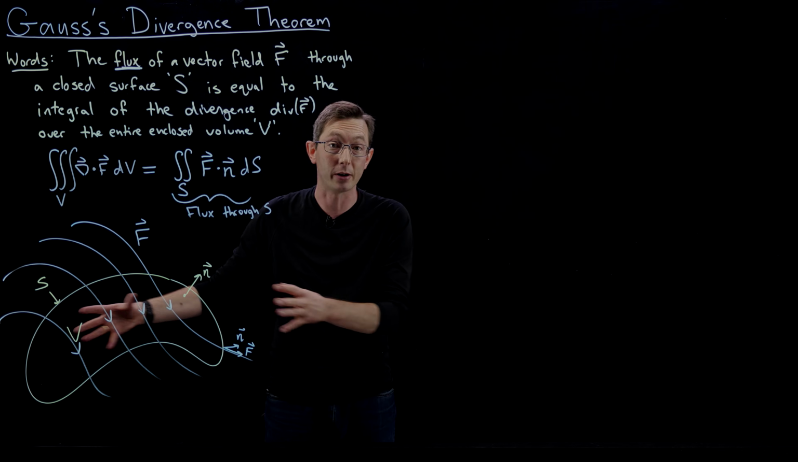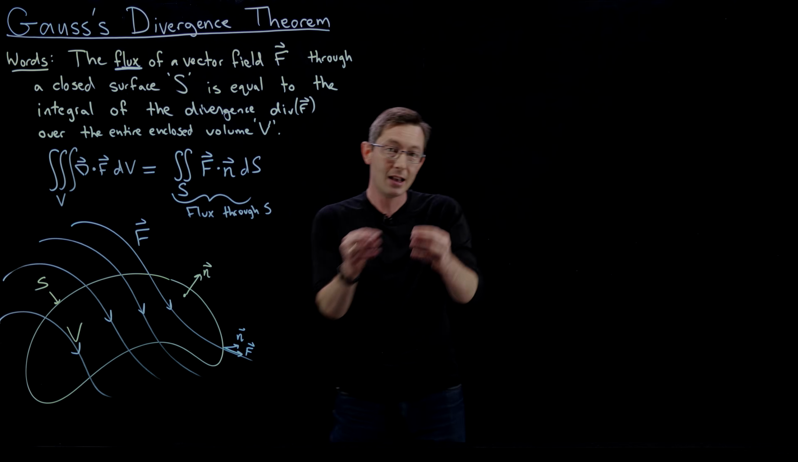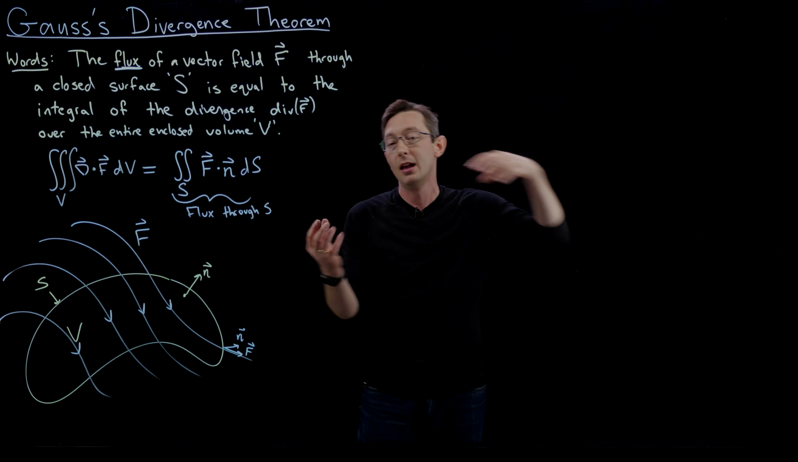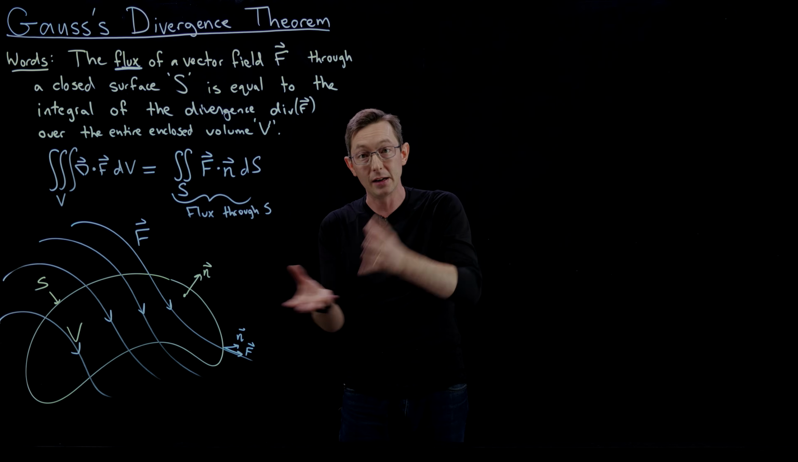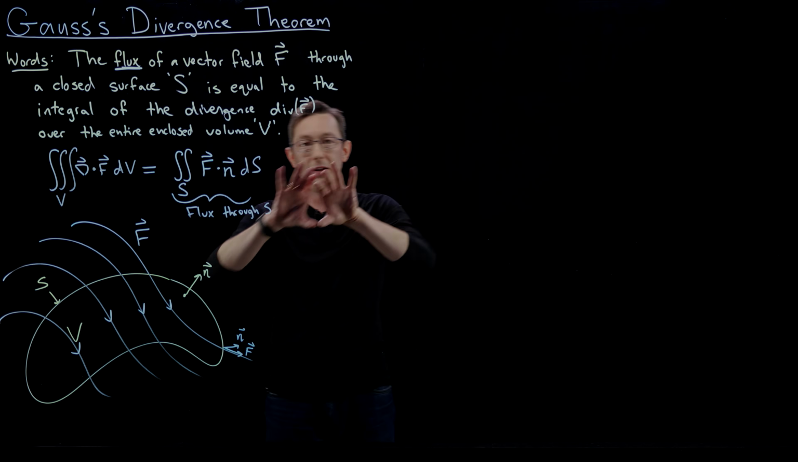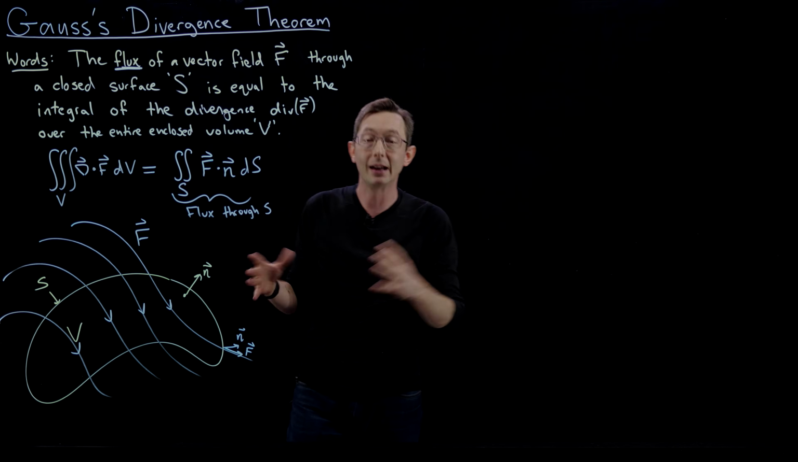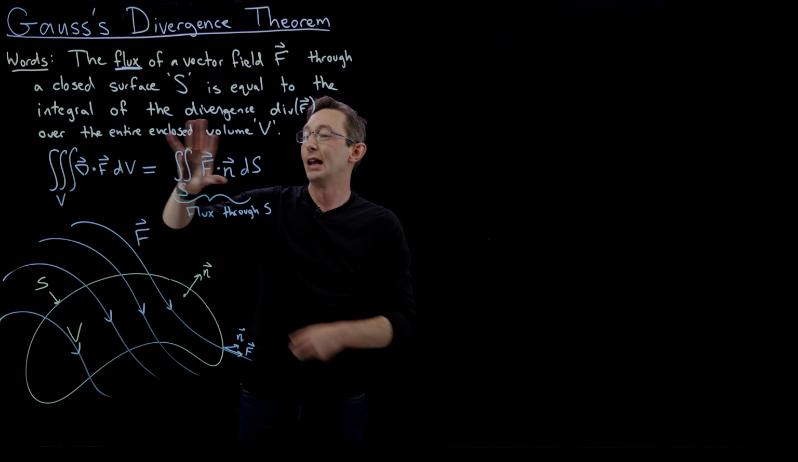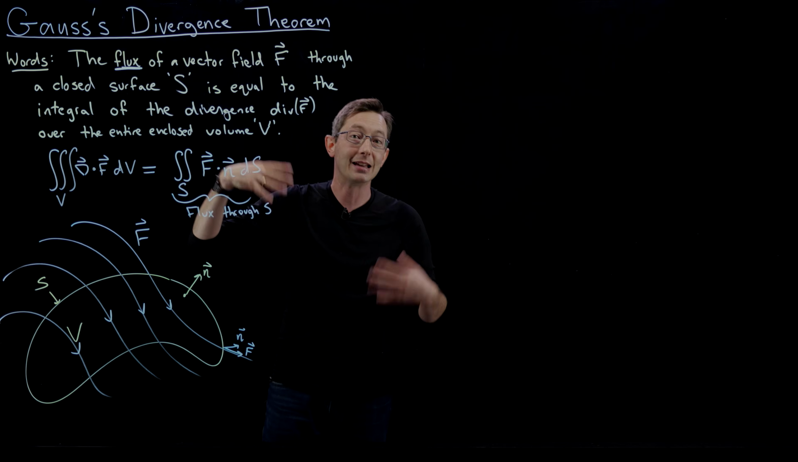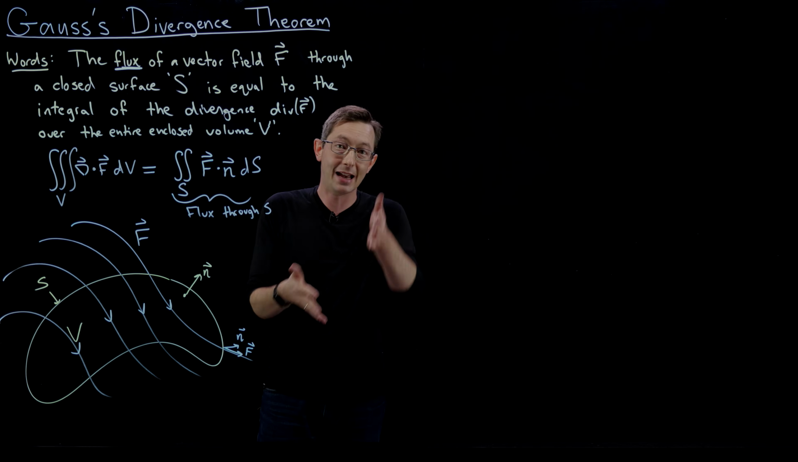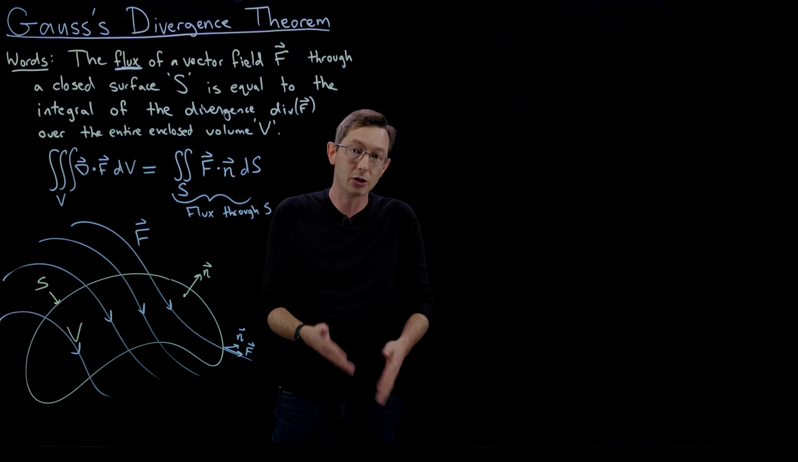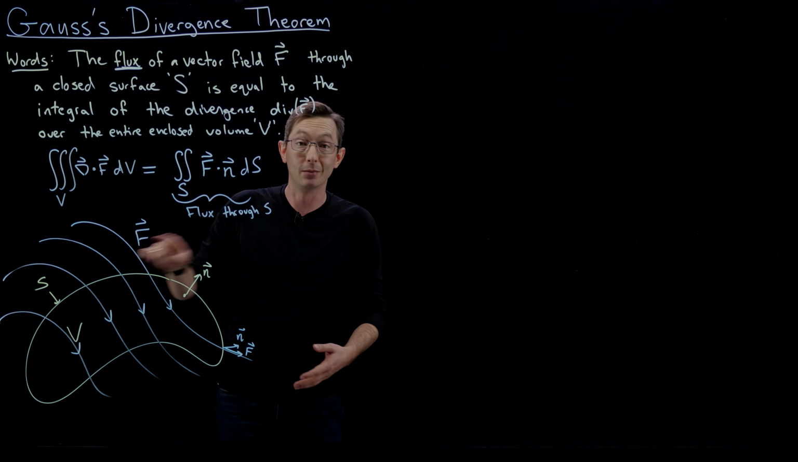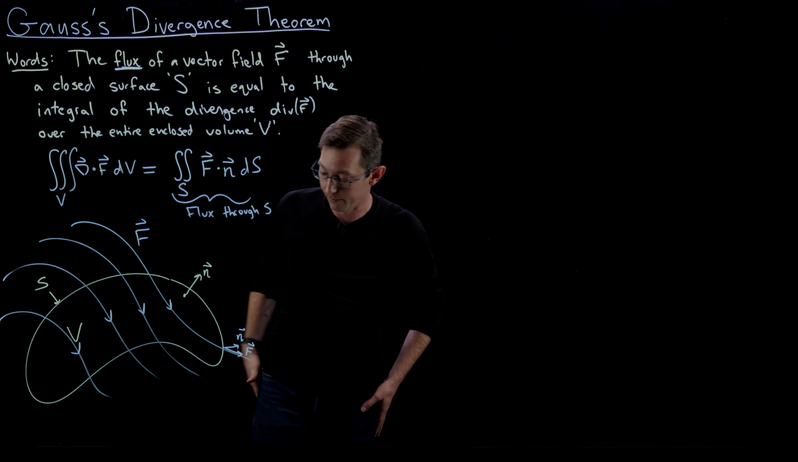And this is for an arbitrary volume. It doesn't matter what size V is. It could be a skinny little rod. It could be a sphere. It could be, you know, a little hockey puck shaped thing. It doesn't matter what this volume is. This is always true as long as f is a continuous vector field. If it doesn't have sharp, abrupt changes or shock waves, then this is going to be true. This is Gauss's divergence theorem.